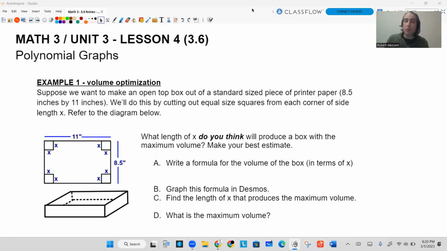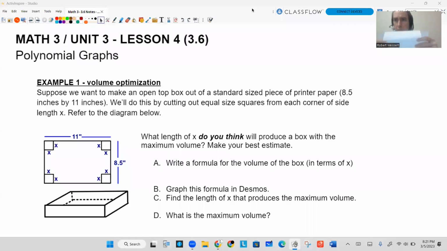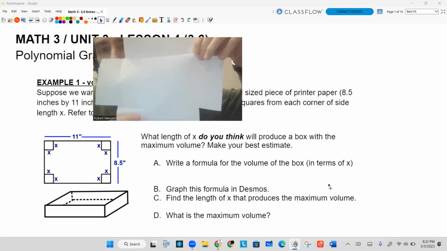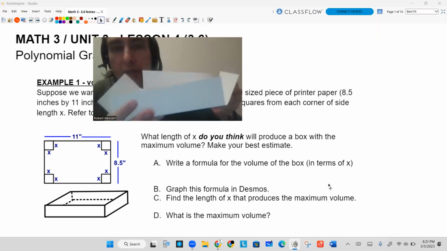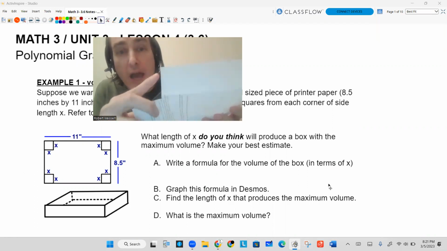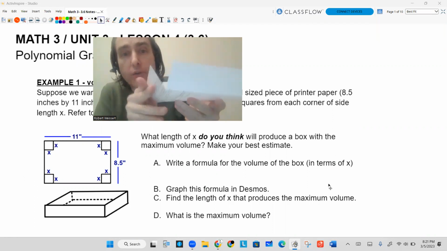So what we're going to do is cut out squares of each corner of the box. We're going to call those squares length x. I went ahead and did that to model this for you. So basically I took each corner and tried to get roughly equal size squares. I don't know if you can see it in my video. I'll make it a little bit bigger for you. And in order to make a box out of that, I would simply fold the edges up. And we're going to call this length right here x. That's going to be the height of your box.